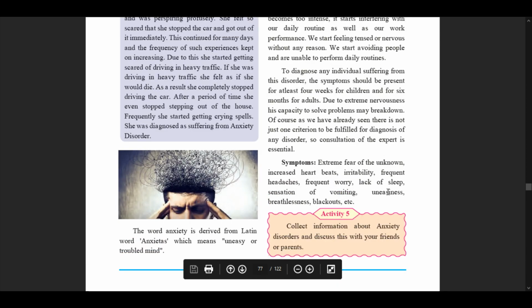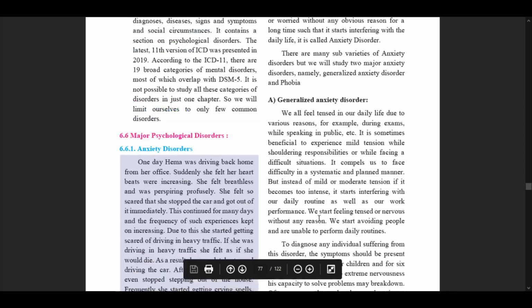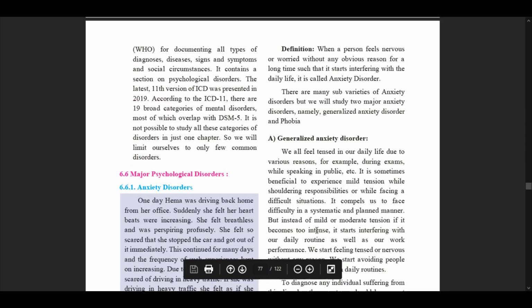So, now we'll learn what anxiety is. The word anxiety is derived from the Latin word anxietus, which means uneasy or a troubled mind. So note this down, anxietus as a troubled or uneasy mind, as this might be asked to you in your fill in the blanks. The definition for this is when a person feels nervous or worried without any obvious reason for a long time, such that it starts interfering with daily life, it is called anxiety disorder.